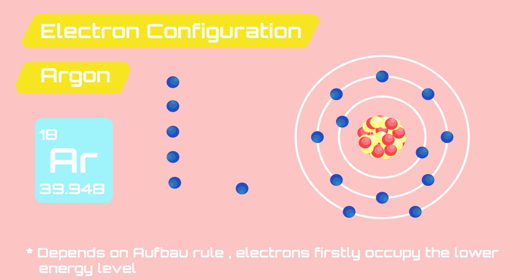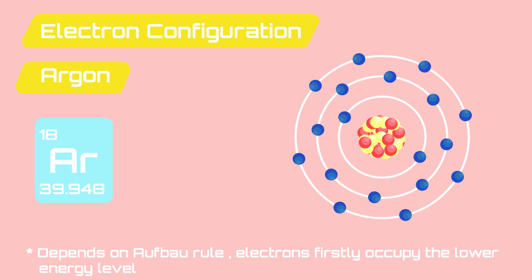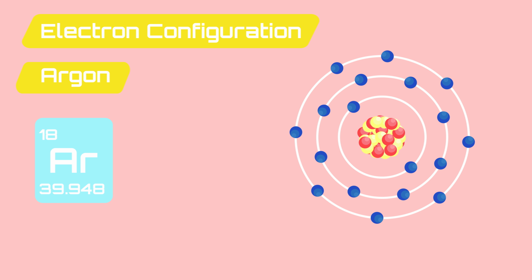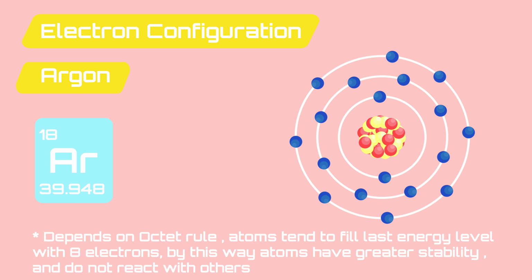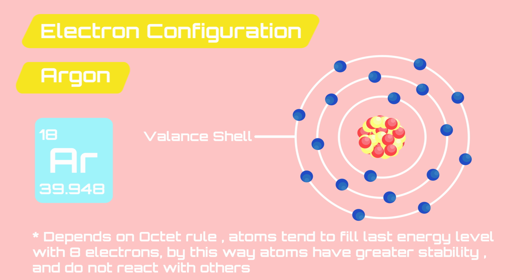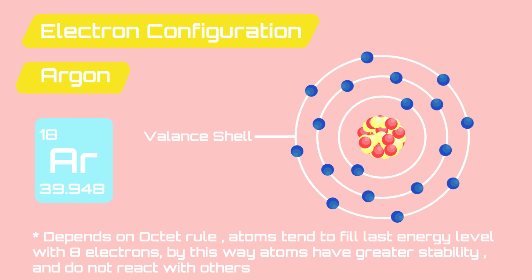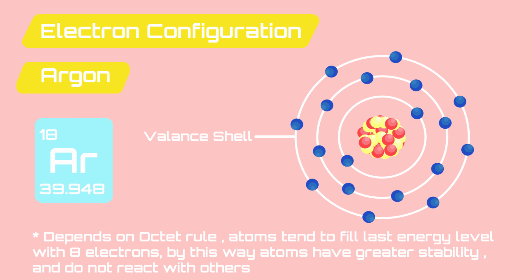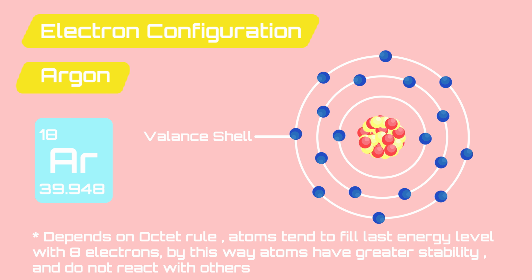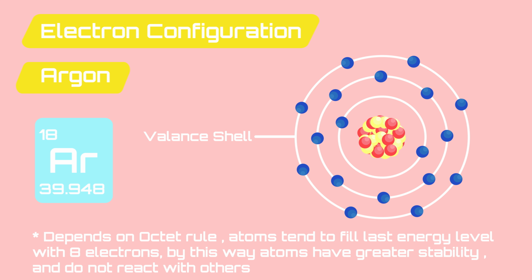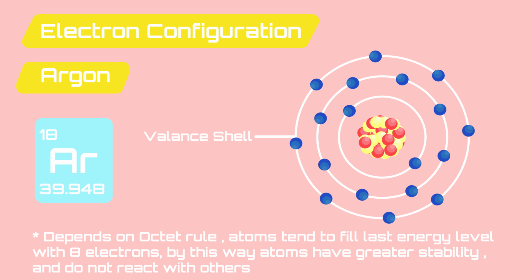Like the second, the third energy level holds 8 electrons: 2 at the s and 6 at the p subshell. Like argon, atoms tend to fill the last energy level, in other words the valence shell, with 8 electrons. It is named the octet rule. Such atoms have greater stability. That is why they do not react with others and are called noble gases.